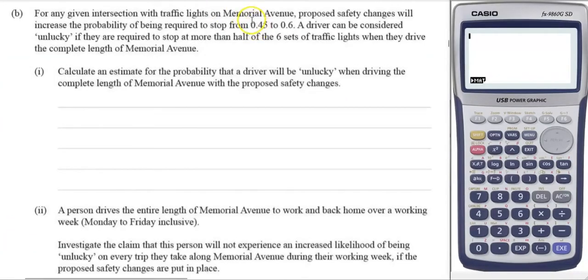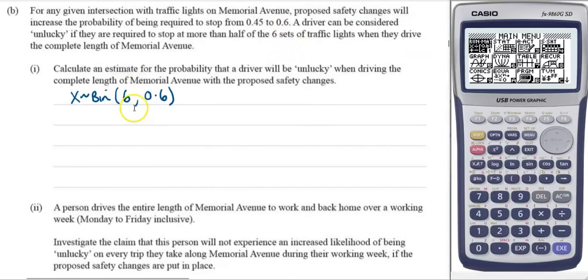For part B, the probability is being changed from 0.45 to 0.6, and we want to calculate an estimate for the probability that a driver will be unlucky, which is meaning that they're required to stop for more than half of the 6 sets of lights. So we've still got 6 trials, but our probability has changed to 0.6, and we want to work out the probability that x is more than half of them, so more than 3, which is the same as if we do 1 minus the probability of everything that is up to and including 3.